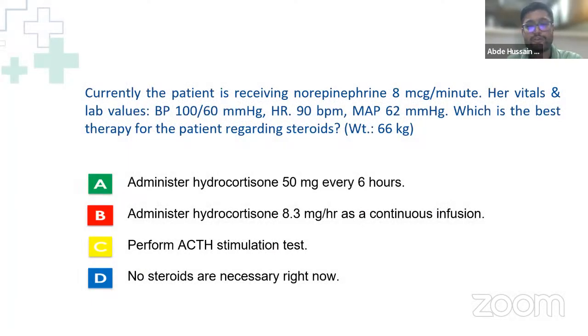So the patient is now receiving norepinephrine at 8 mcg per minute. We had started the fluid, we have given the fluid, and now we have started a vasopressor. Her vitals and lab values: blood pressure 100 by 60, heart rate 90, MAP 62. Now what to do next? Do we administer hydrocortisone here, either as an intermittent bolus or as a continuous infusion? Or should we see whether there is a deficiency in cortisol levels, or is no steroid necessary in this case?